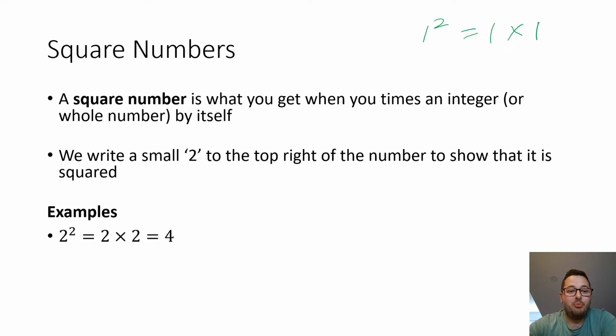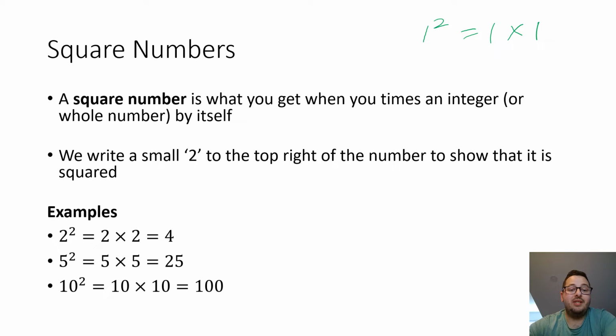Let me show you some more examples. 2 squared is 2 times 2, which equals 4. We've got 5 squared, 5 times 5 is 25. And 10 squared equals 10 times 10, which is 100.